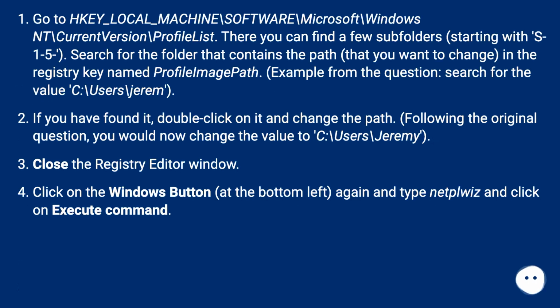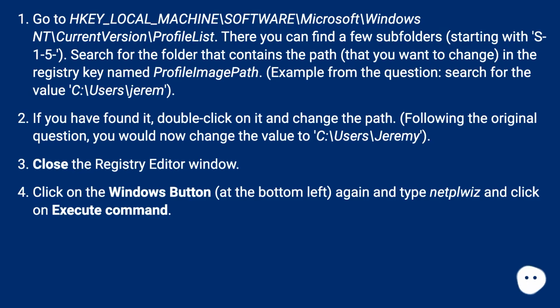Go to hkey_local_machine/software/Microsoft/Windows NT/current version/profile list. There you can find a few subfolders, starting with S-1-5. Search for the folder that contains the path that you want to change in the registry key named Profile Image Path. Example from the question: search for the value c:\users\jerem. If you have found it, double-click on it and change the path. Following the original question, you would now change the value to c:\users\jeremy. Close the registry editor window.